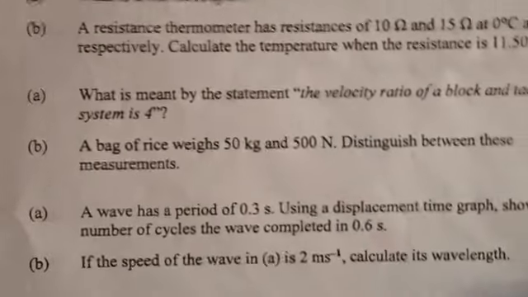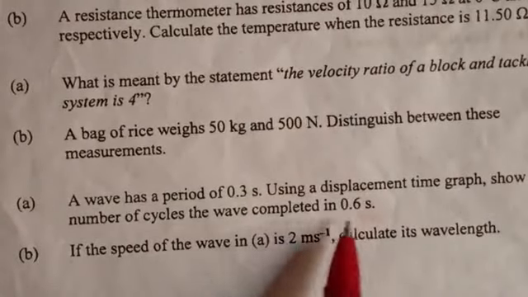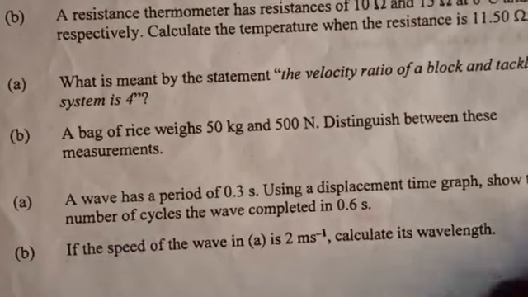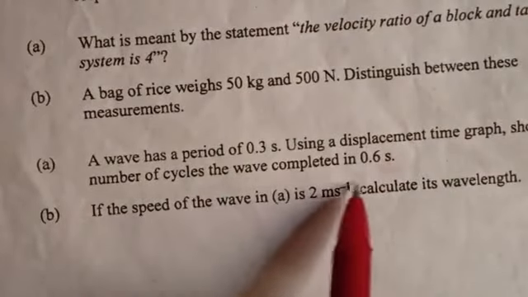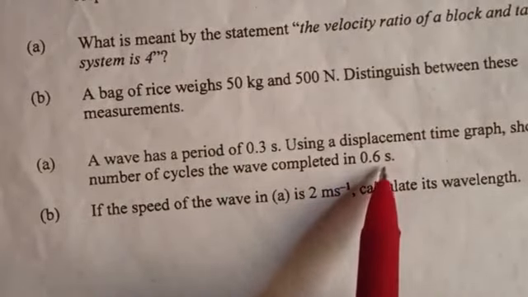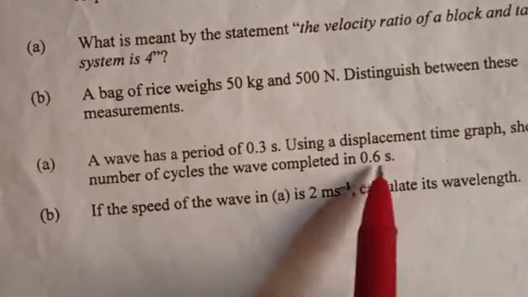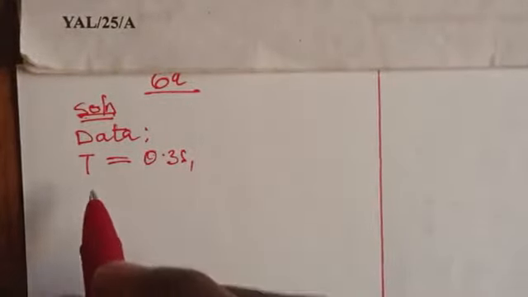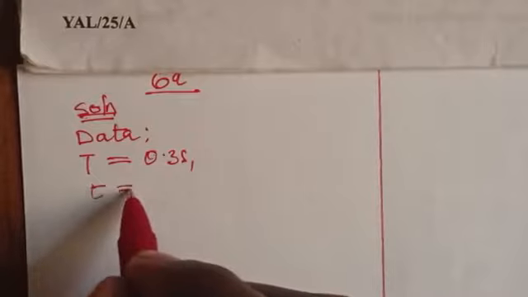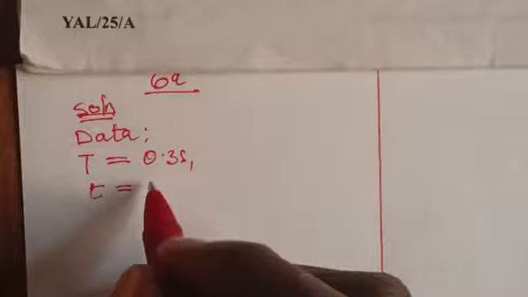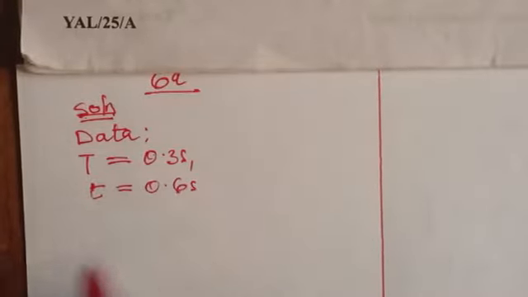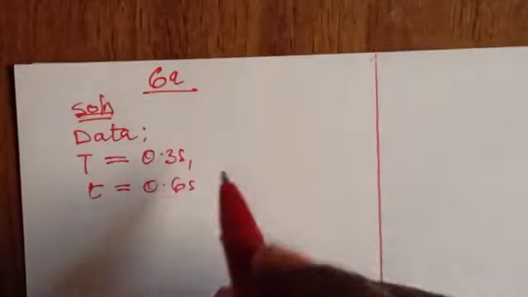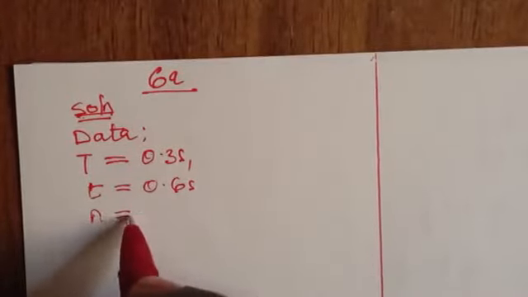It says, using a displacement time graph, show the number of cycles. So we're looking for the number of cycles the wave completed in 0.6 seconds. This 0.6 seconds is the time of oscillation of the wave particle. Which letter do we use for time of oscillation? That's small letter t. So it's always bigger than the period. Take note of that. It's 0.6 seconds. We're looking for N, the number of cycles.